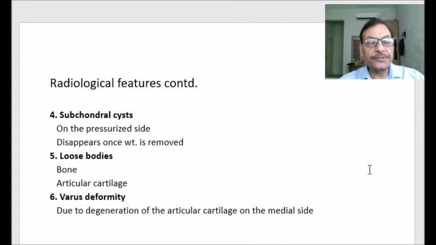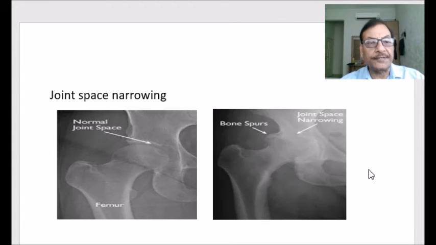Subchondral cysts, again, are seen on the pressurized side. They disappear once the weight is removed from the pressurized side. The loose bodies could be either of the bone or of the cartilage. Varus deformity is usually seen, and it is due to the degeneration of the cartilage on the medial side.